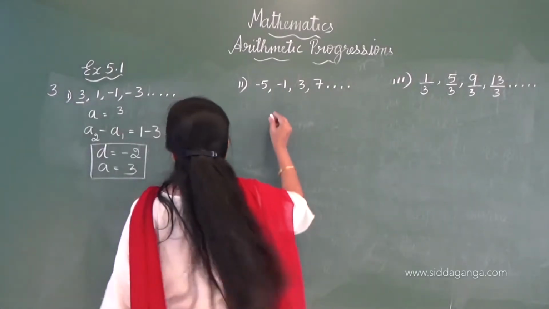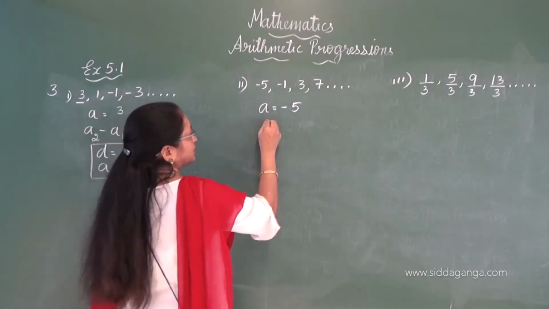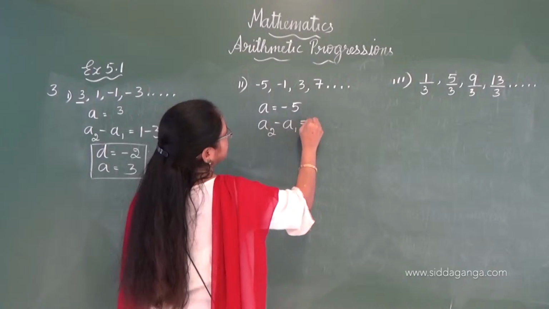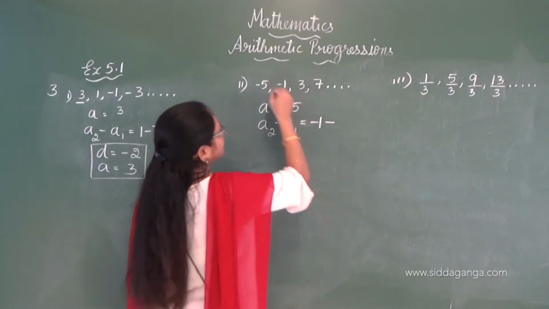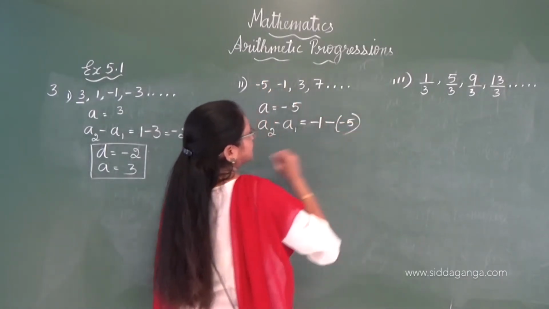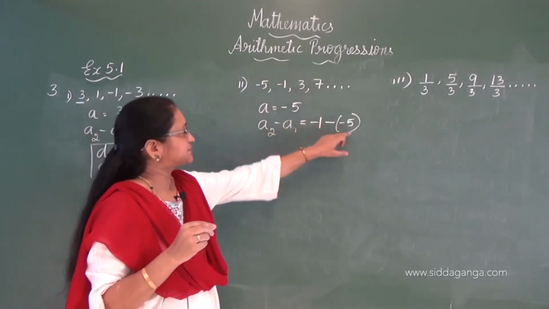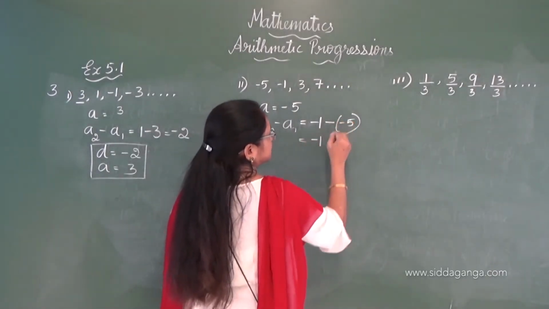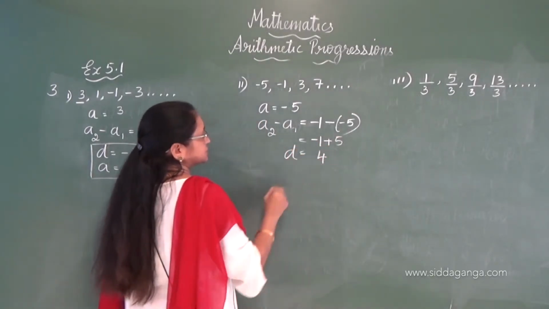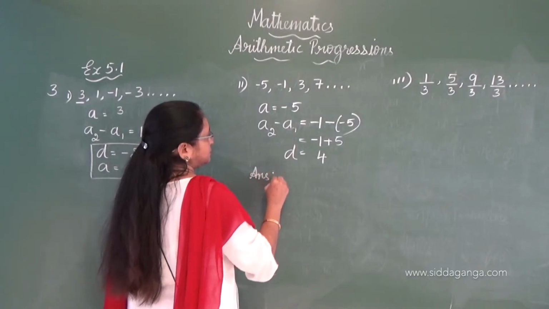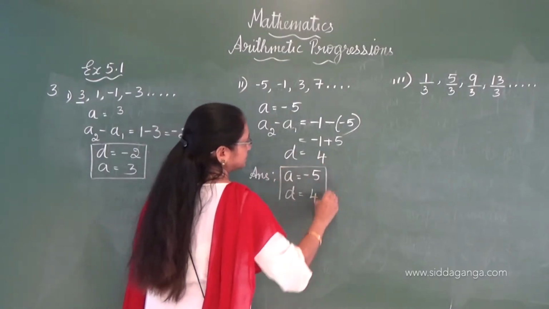Now, here in this case A is equal to minus 5, then common difference A2 minus A1 is minus 1 minus of minus 5. You should be careful. See, A2 is minus 1 minus of A1 is minus 5. So, this will give you minus 1 minus into minus plus 5. So, it is 4. Therefore, common difference is 4. Now, the answer: A is equal to minus 5 and D is equal to 4.